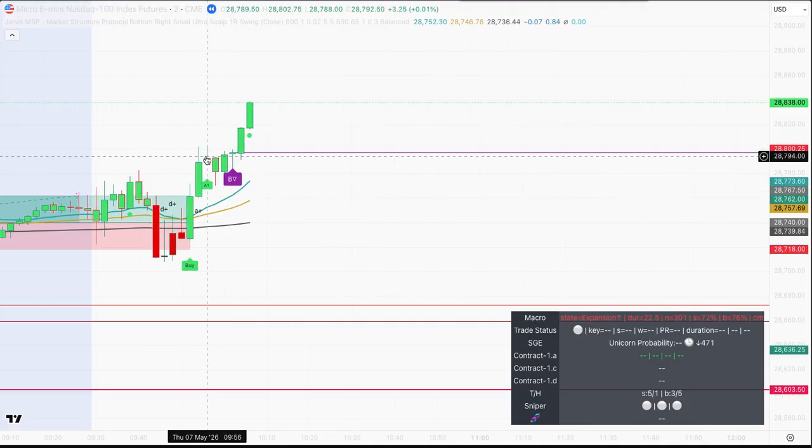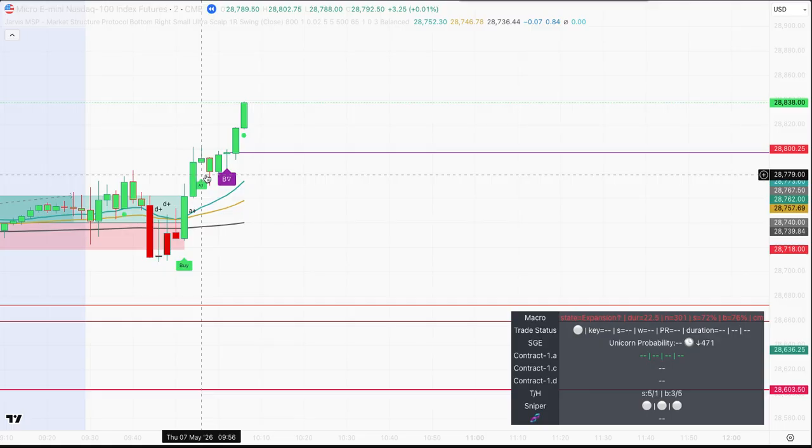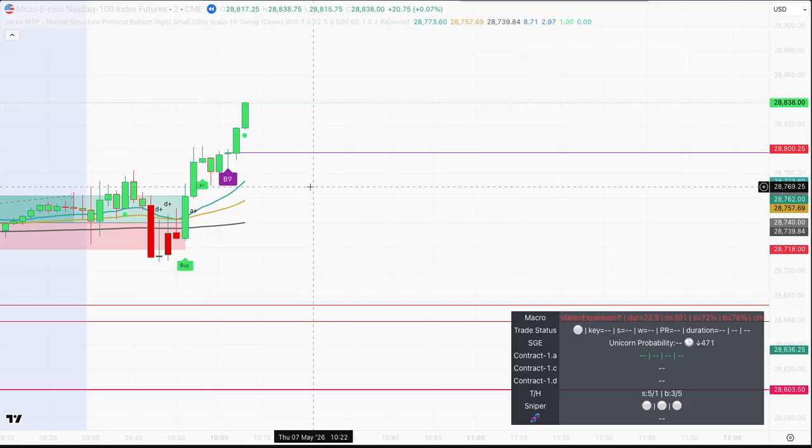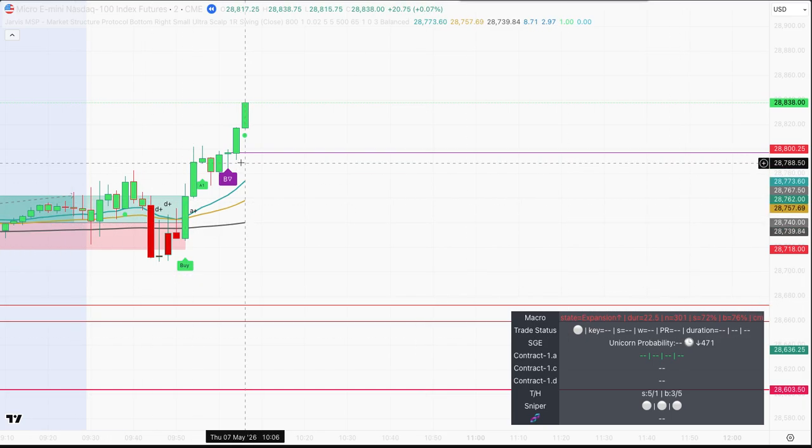And then there was an acceptance, a strong acceptance that was printed. And looking at this candle closing back in, it looks like it probably had a weak follow through. But again, there's no stats in the HUD, so you don't know what the statistics behind the structure are. I would not enter here at all.